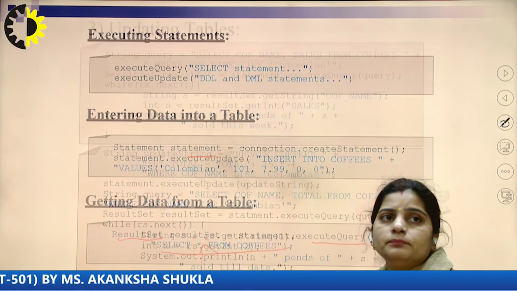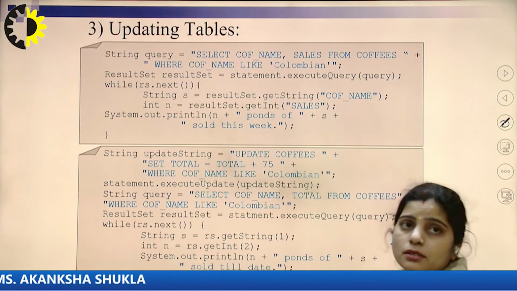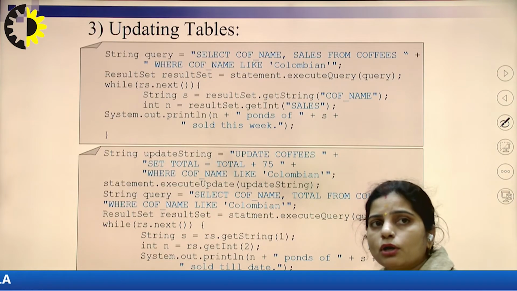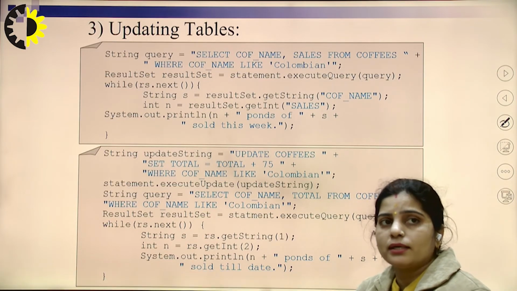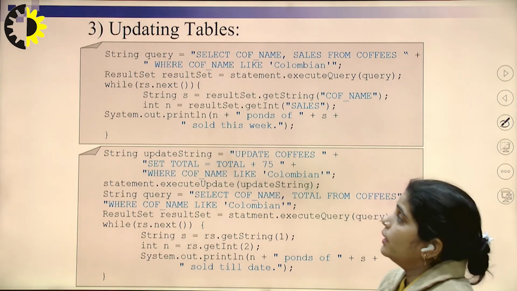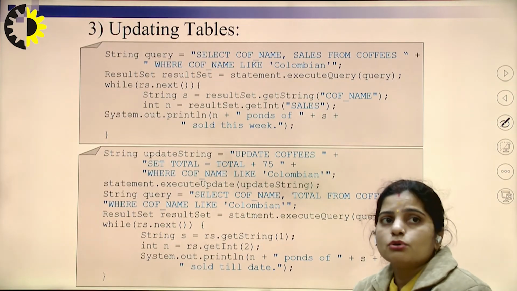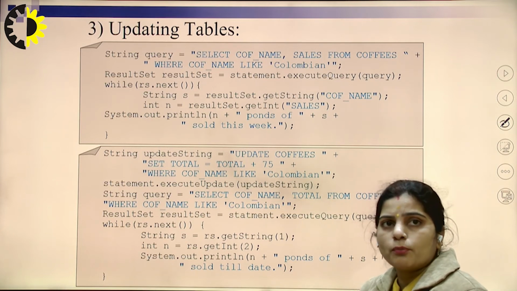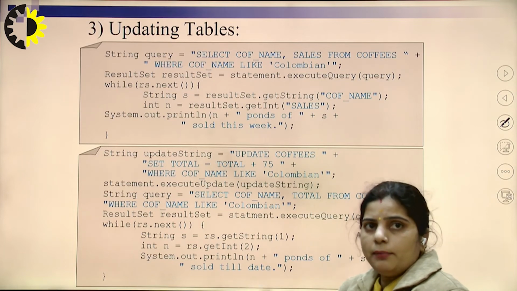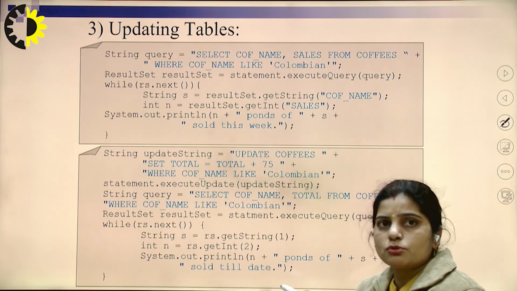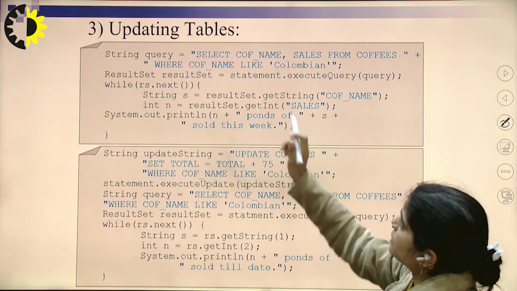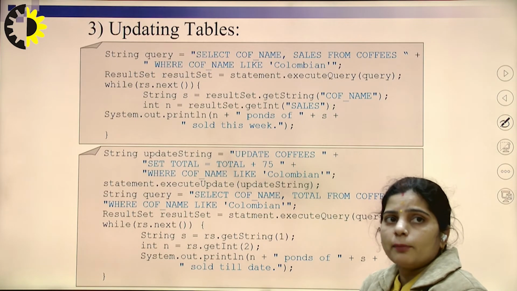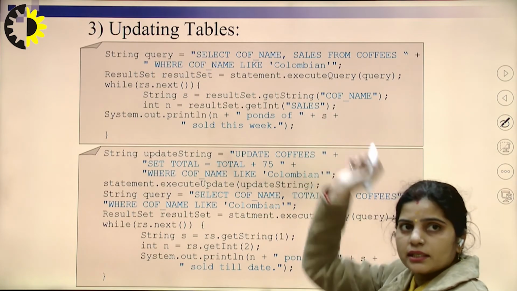Now, how to update the tables. If you want to update a particular row or particular column from the table, then you have to execute the queries in different forms. So here there is an update. String query is equal to select coffee name and sales from coffees, which means coffee name and sales from coffees are to be selected, where coffee name is like Colombian. So here we are going to update the table using this syntax only.